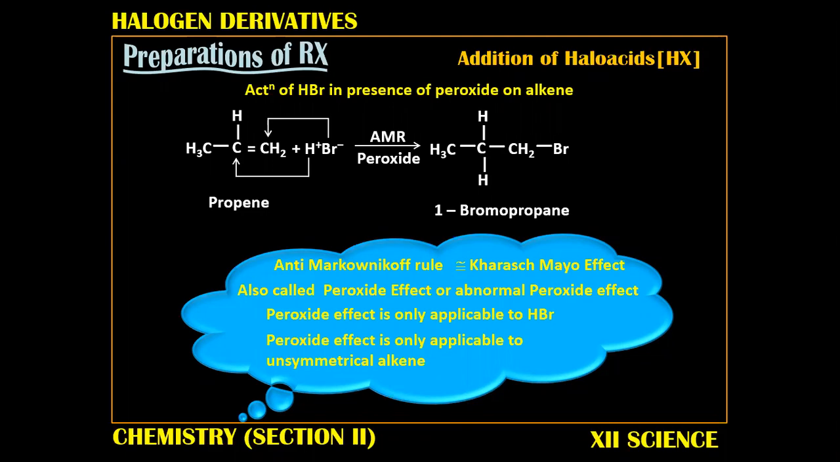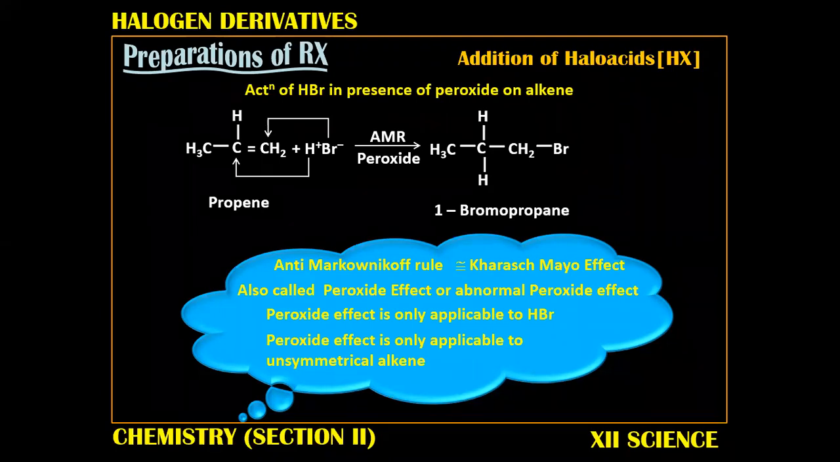I'll go to the next slide. See, Markovnikov rule, generally we write propene with HBr. The reaction goes according to Markovnikov rule. But if propene reacts with HBr in presence of peroxide, then it is anti-Markovnikov rule.